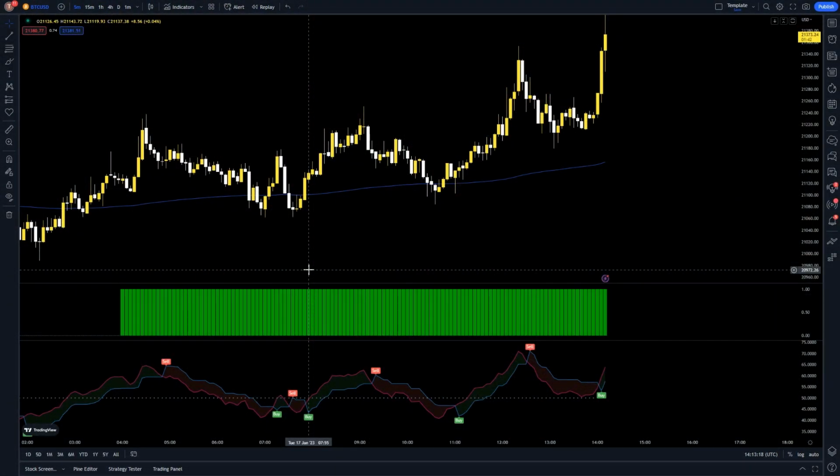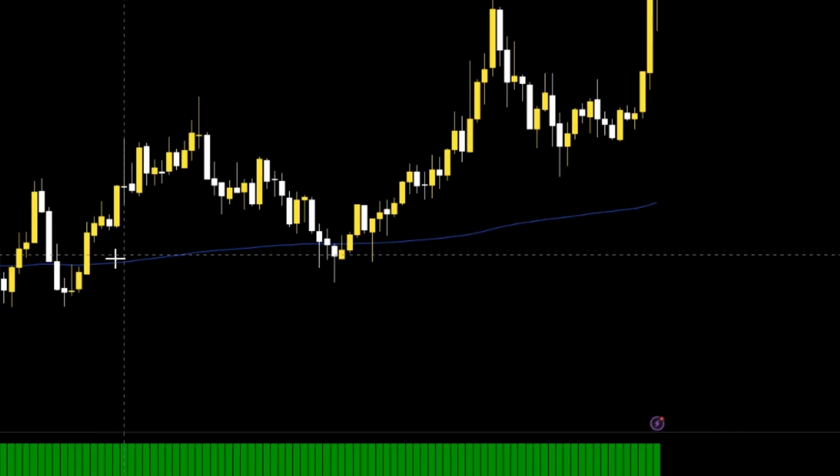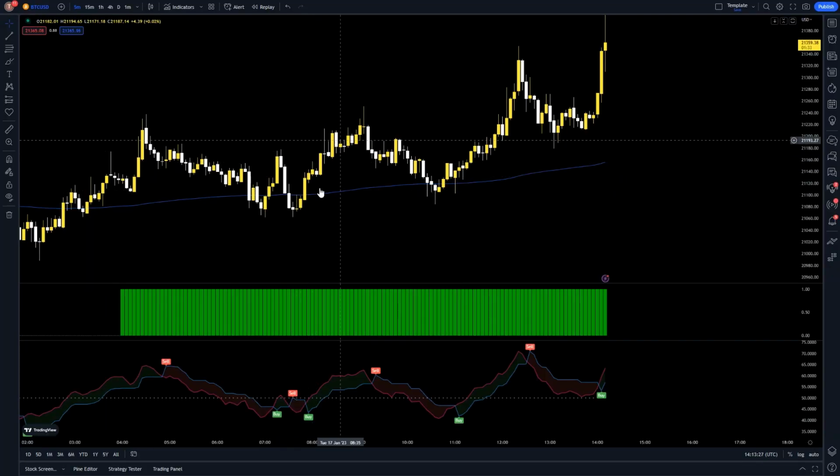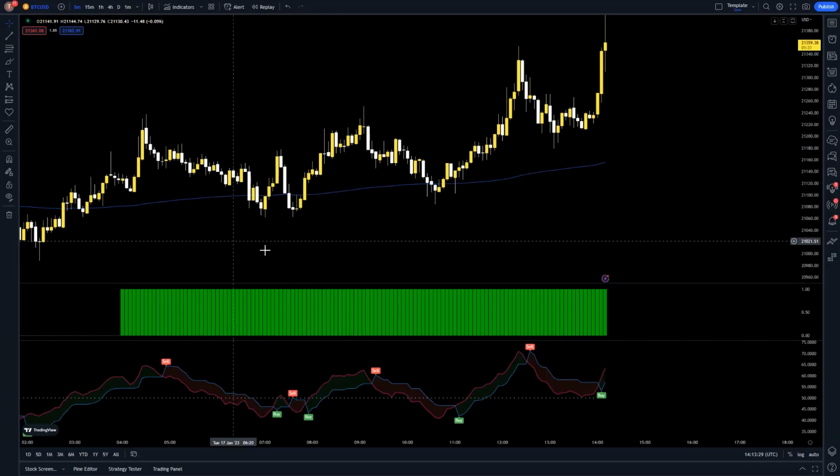So for this strategy to work, we want 3 things to happen. First thing we want is for price to be above this blue line right here, which is the 200 EMA. When price is above, we're only looking for buys, and when price is below, we're only looking for sells.